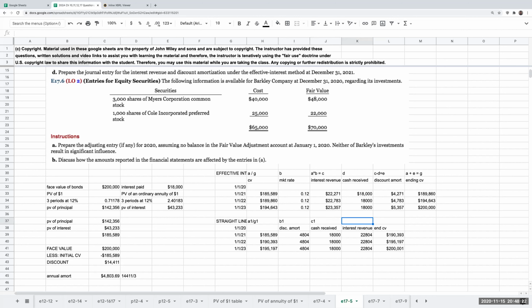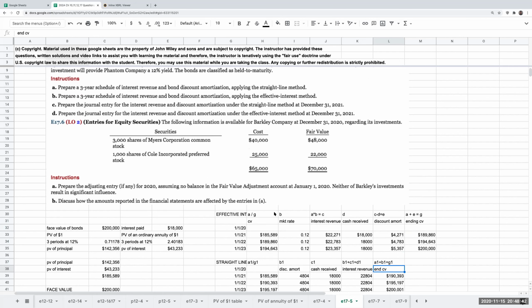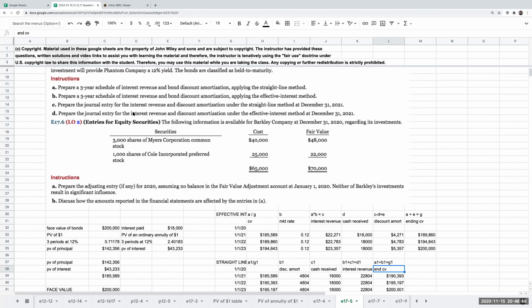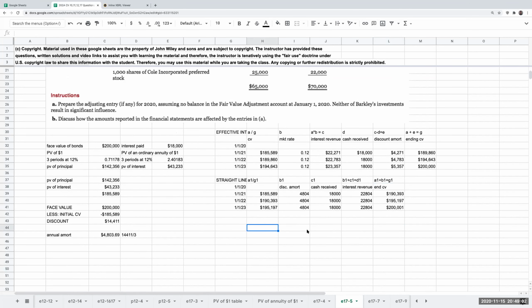We'll call the cash received C1. So my interest revenue is going to be B1 plus C1 is D1. My ending carrying value is going to be my beginning plus the amortization of the discount. And so that's how we're getting that there. Okay. So prepare the journal entry for the interest revenue and discount amortization under the straight line method for December 31st, 2021. And then it's also under the effective interest. Okay, so let's go through and do that.